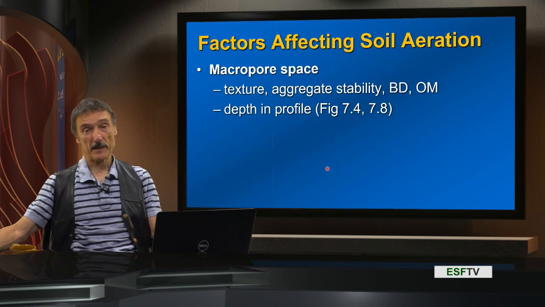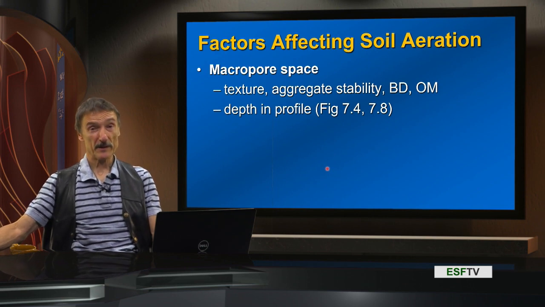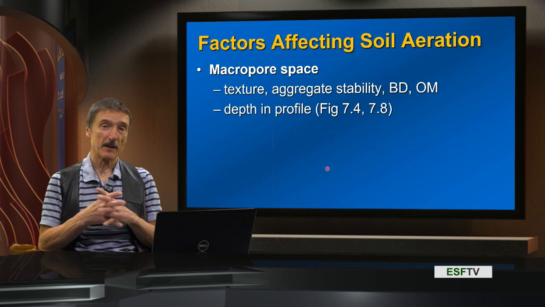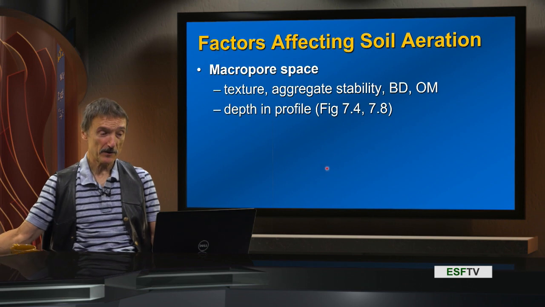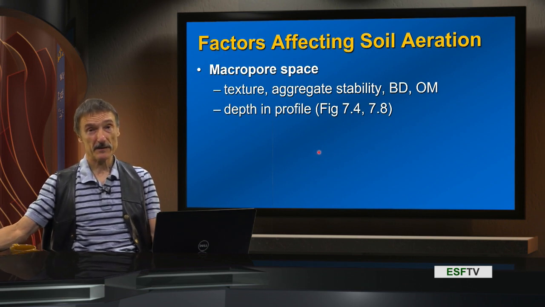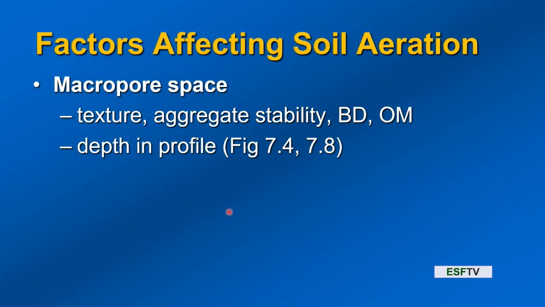First we have to say macropore space, and what affects macropore space. So we go back to our physical properties lab, and macropore space is essentially driven by texture, aggregate stability, bulk density, and organic matter. Those are the big factors. And we've talked about each one of those individually: finer textured soils and their relationship to pore space and aggregate stability, bulk density and total pore space, and organic matter and how it influences structure and bulk density.